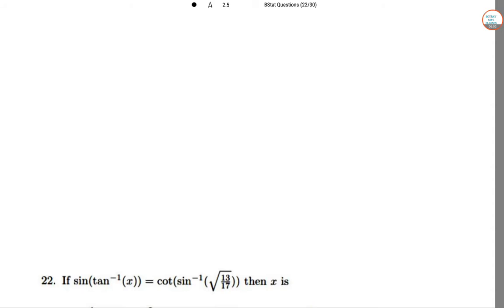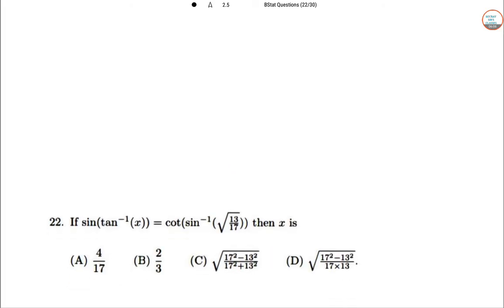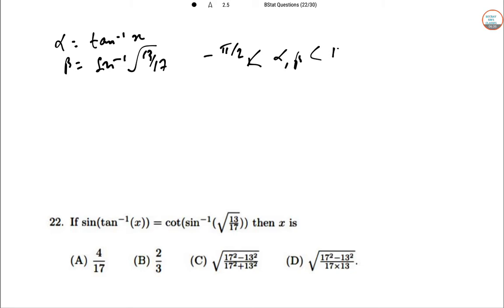So if sine equal to this, then cot x. Okay. So here we need to apply a little bit of formula, the good old formula. Let's see. Okay. So let alpha equal to tan inverse x and beta equal to sine inverse root over 13 by 17. Then, in the range minus pi by 2 to pi by 2, both alpha and beta will exist. So tan alpha equal to x, sine beta equal to root over 13 by 17.